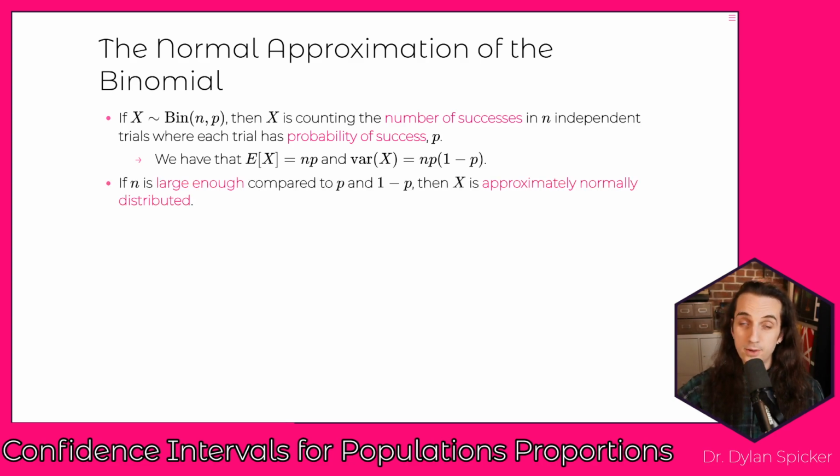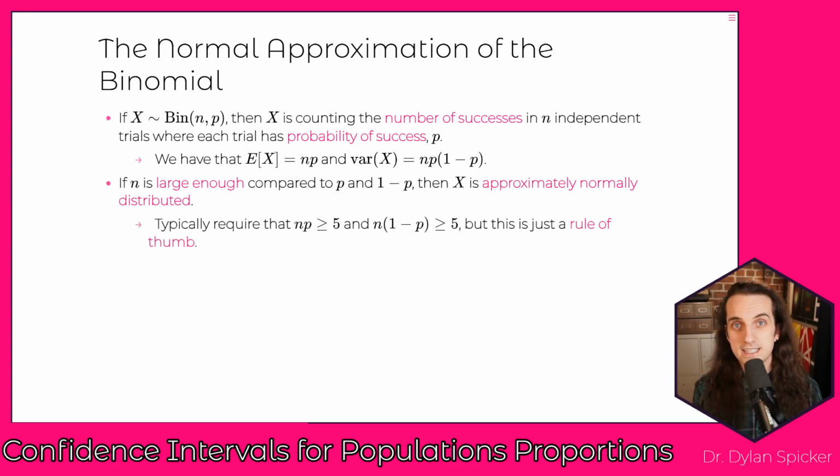Now, if n is large enough, and large enough in comparison to p and 1 minus p, then we know that X is going to be approximately normally distributed. Normally what we think about is that n times p has to be greater than or equal to 5, and n times (1 minus p) also has to be greater than or equal to 5. But this is just a rough rule of thumb. Sometimes we're going to require it to be higher, sometimes a little bit lower. It depends on the context and how good an approximation we actually need. But in this setting, we require this type of approximation.